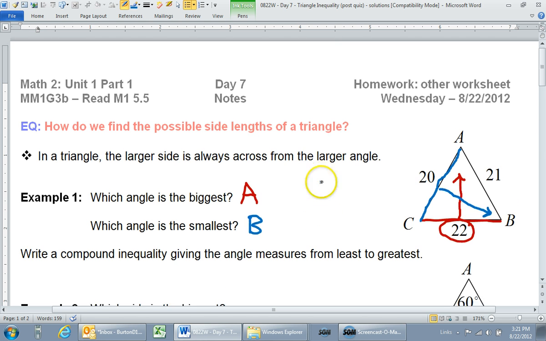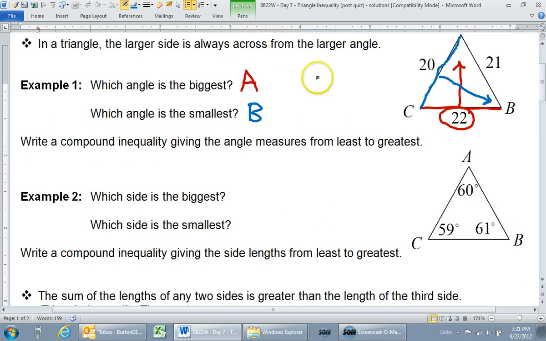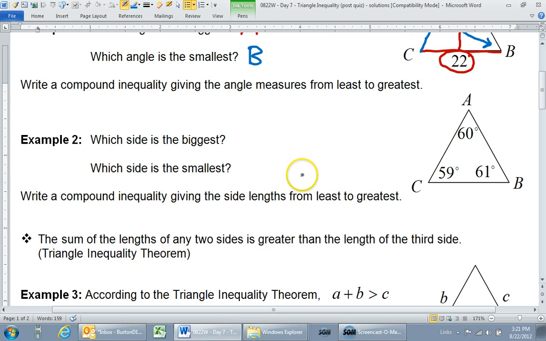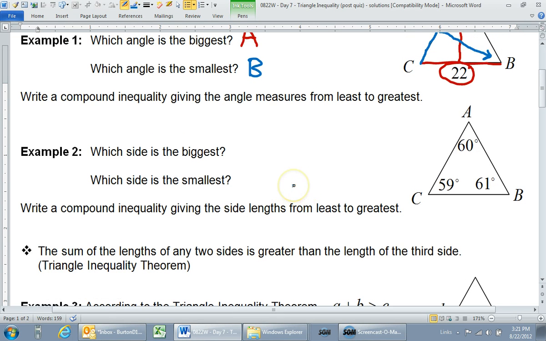Alright, now, here's something that you weren't familiar with. You didn't know what I meant when I said write me a compound inequality. You know what an inequality is. Greater than, less than, that type of thing. A compound inequality is putting two of those in the same statement. So we're supposed to do it from least to greatest. So I'm going to start with the smallest angle, which was B. Okay, and it's the smallest, so it's definitely going to be less than something.